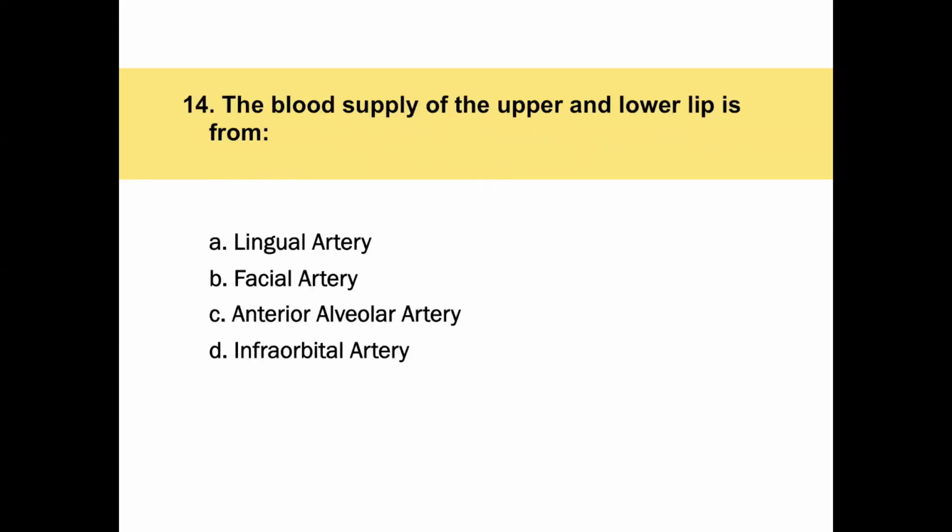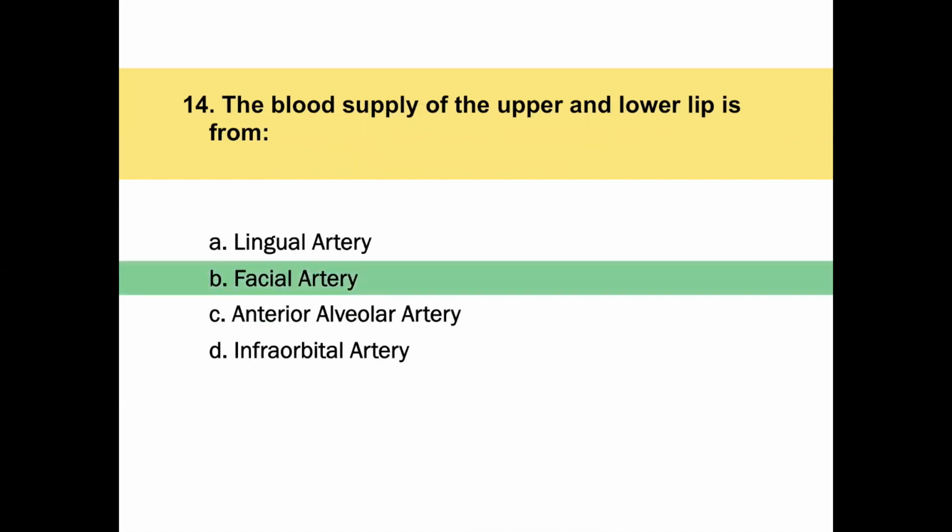The blood supply of the upper and lower lip is from A. Lingual artery, B. Facial artery, C. Inferior alveolar artery, D. Infraorbital artery. Answer B. Facial artery.